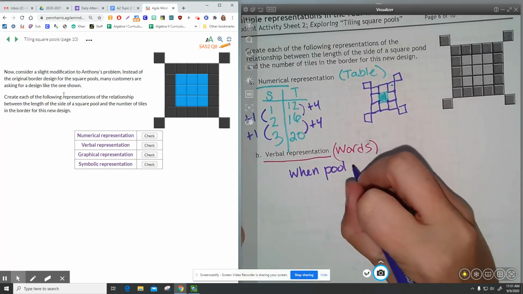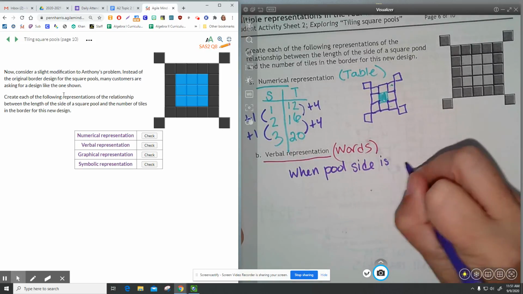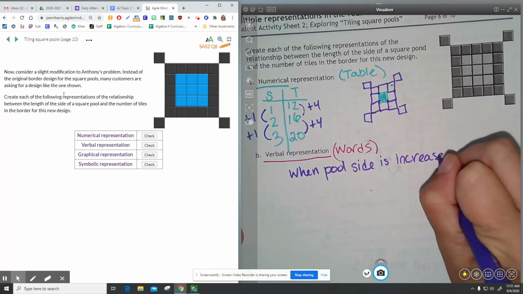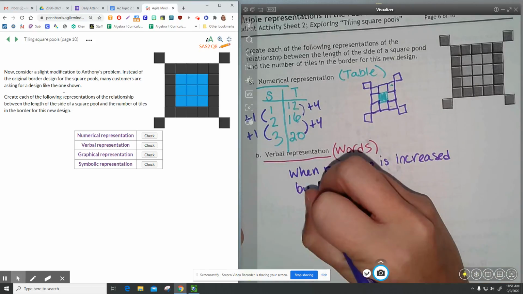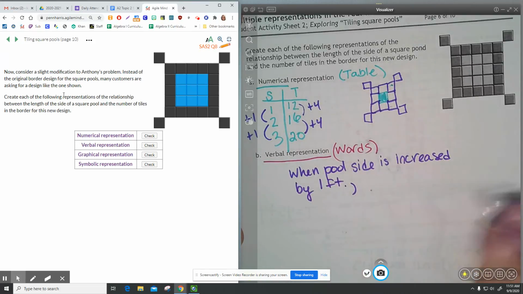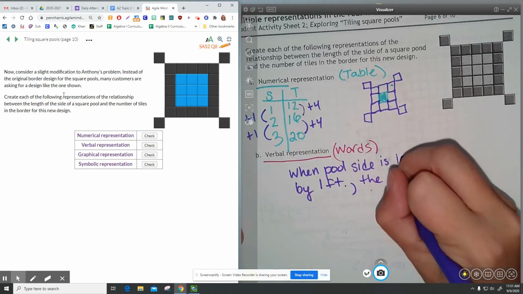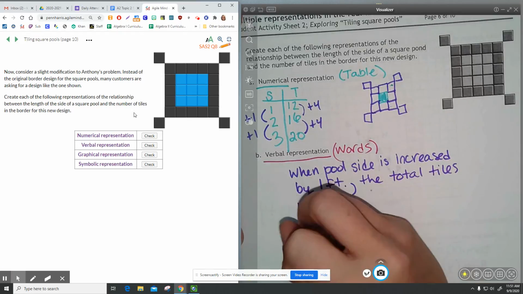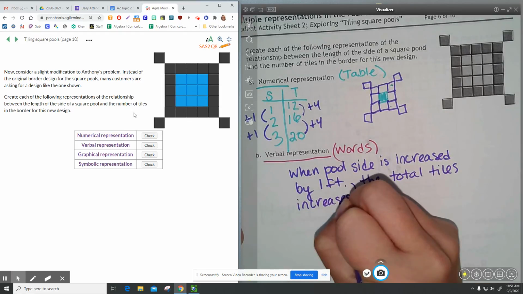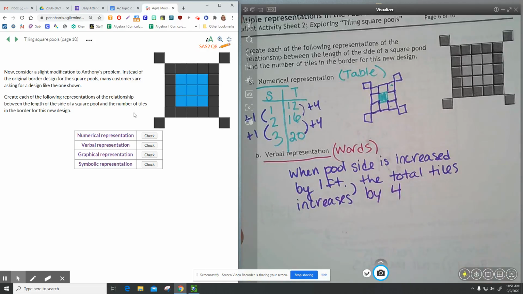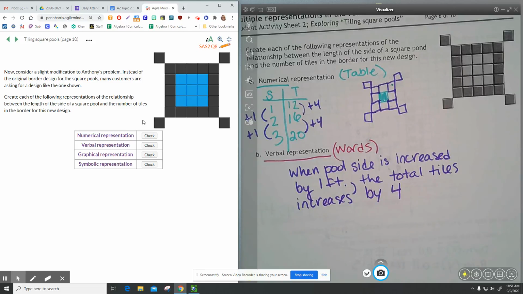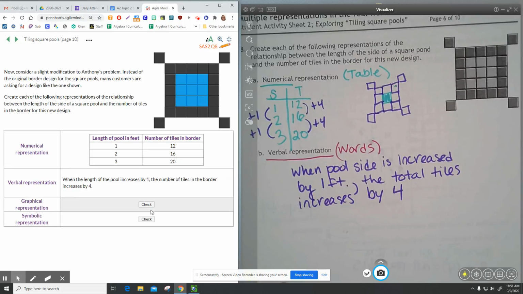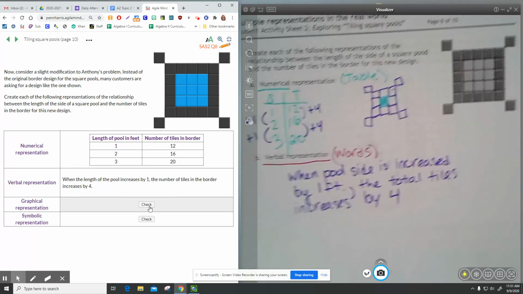So verbally, what I would say there, when the pool side is increased by 1 foot, the total tiles increases by 4. So again, you're just telling me the change that happened. Okay, let's check these. We're good so far. So now let's go on to part C.